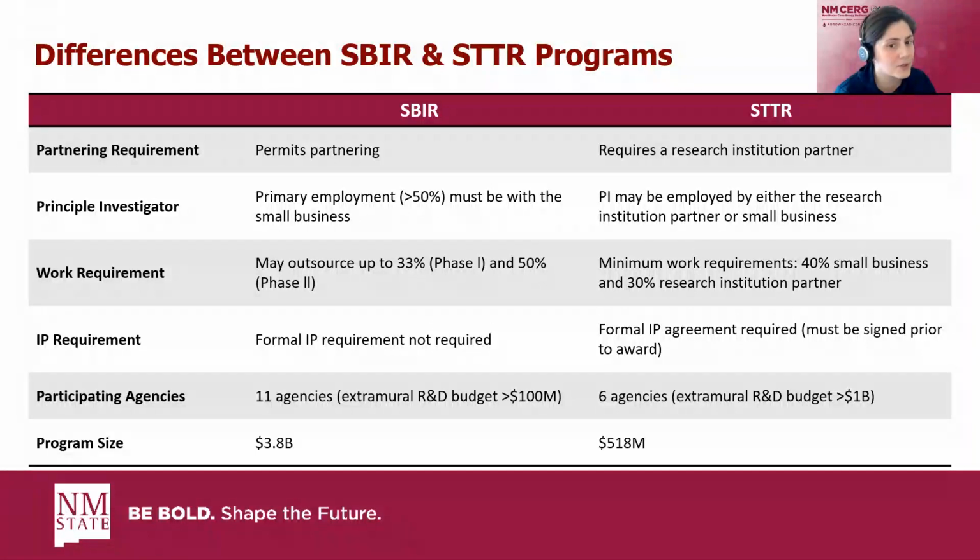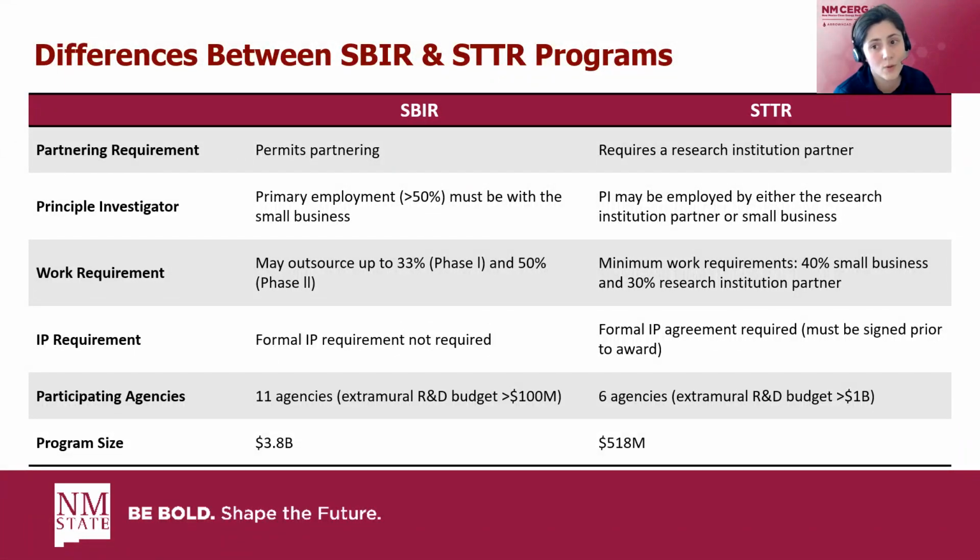For the work requirement, you can outsource up to 33% of the work during phase 1 and 50% of the work during phase 2 with an SBIR, and those are the maximums. There is no formal IP requirement with SBIR, but a lot of times if you are going to partner with a large institution, it is recommended to have some sort of IP protections in place.